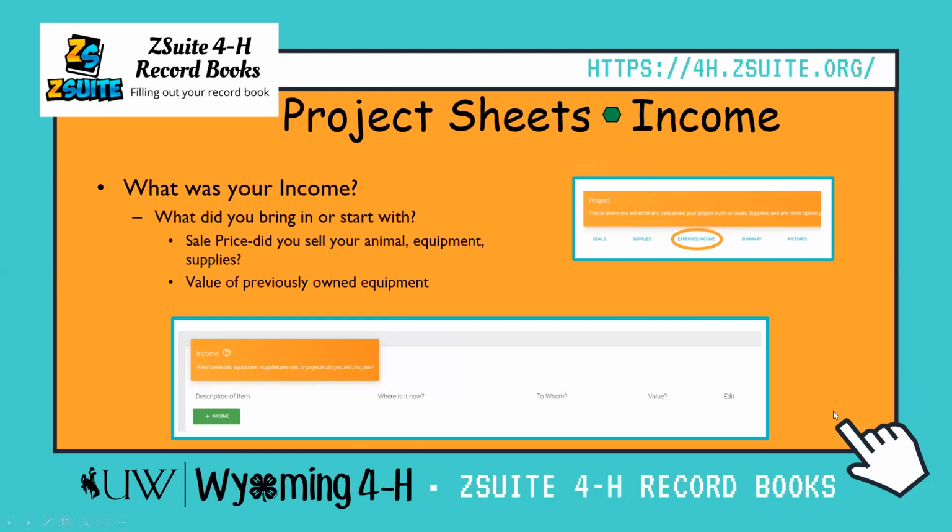There's also an income section, and this is where you put what your income was. Did you have things or money at the beginning? How much did you start with, if so? And then if you sold something along the way, you'll put that in here as well.